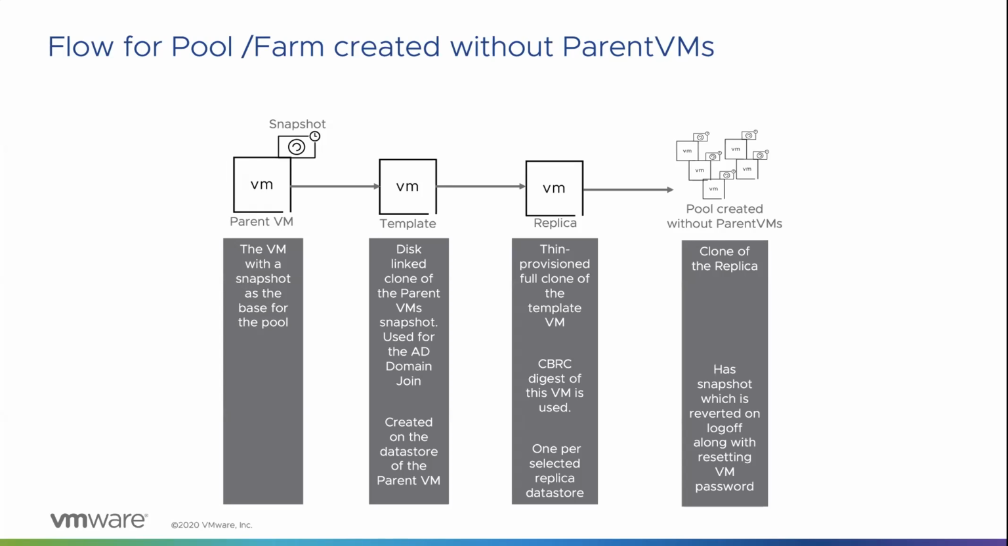This is where things get different. So with pools created without parent VMs, the replica is cloned directly. And then, as Andrew mentioned, there is a snapshot which is taken at the end. Basically, when that user logs out of the desktop, rather than destroying and recreating the system, the snapshot is essentially reverted along with resetting the VM password. On a push image, it does a full resync, just the same as traditional instant clones.